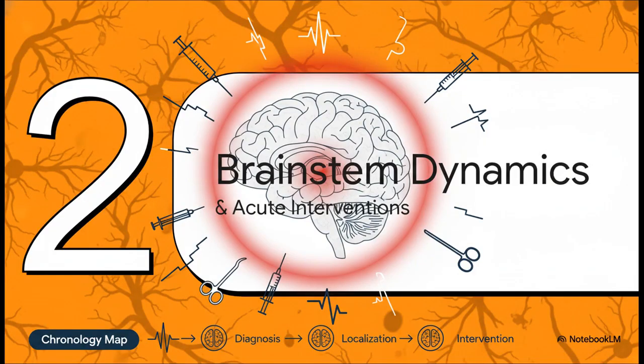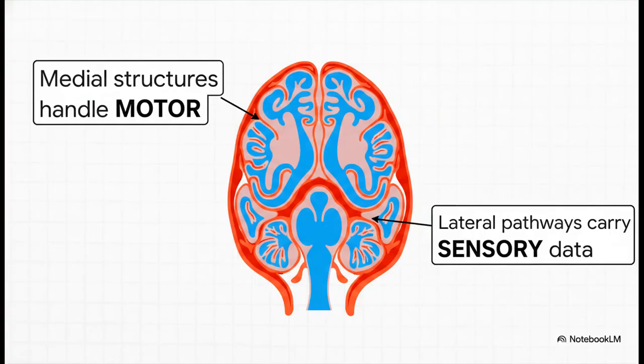Moving right along, Module 2, brainstem dynamics and acute interventions. Our absolute first principle here is longitudinal column integrity. The brainstem is, quite frankly, incredibly tightly packed real estate. Just as a general rule of thumb, remember that medial structures handle motor functions while the lateral pathways carry sensory and autonomic data. Locking that in will literally save you from getting lost in a maze of cranial nerve deficits.